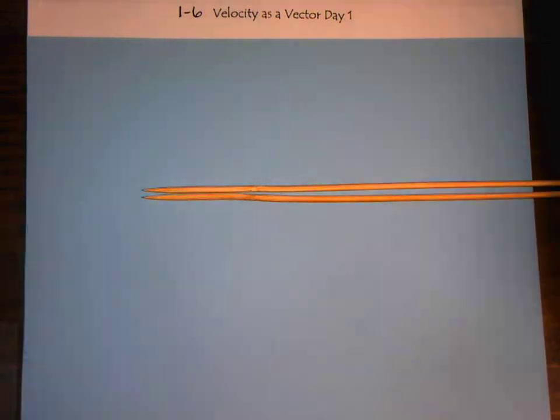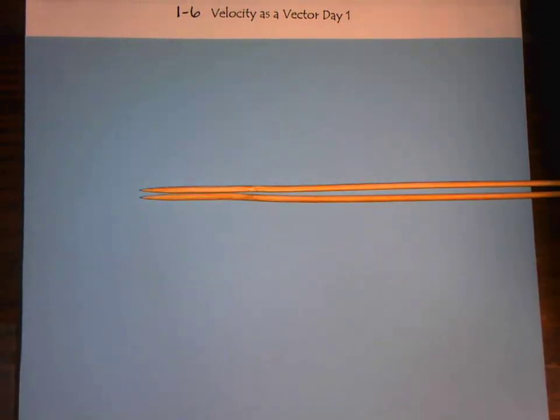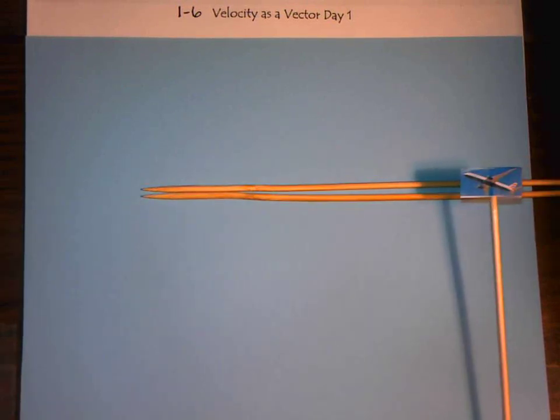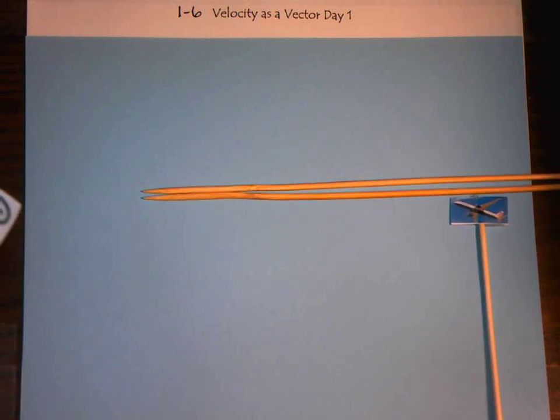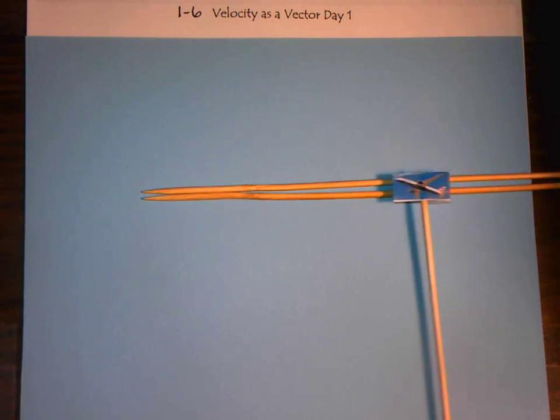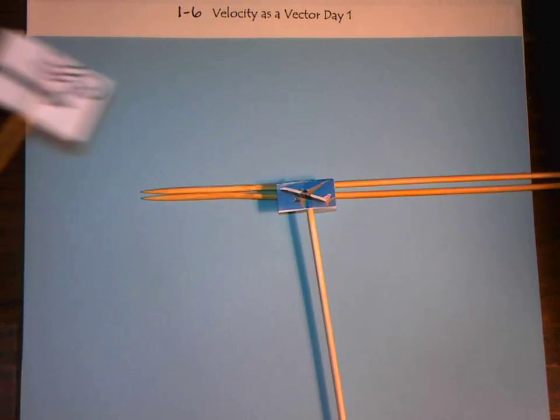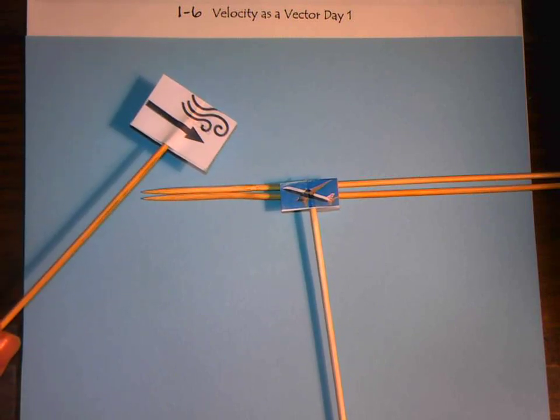1-6 deals with velocity vectors. So we're going to first do a quick demo, just so you have an idea of how the concept works. This is a plane, and the plane is traveling along this route. Here's a wind, and the wind acts on the plane.